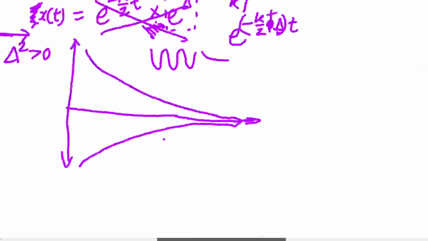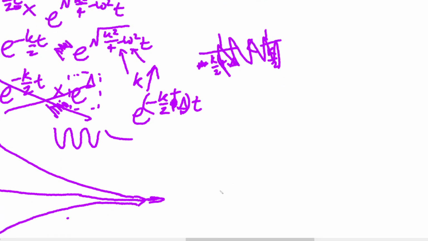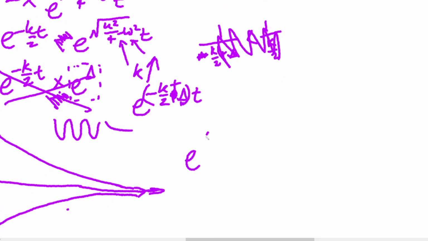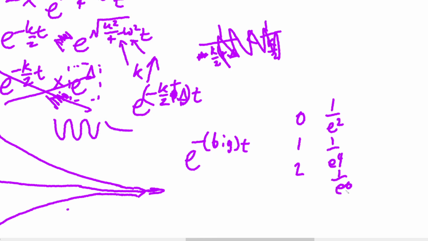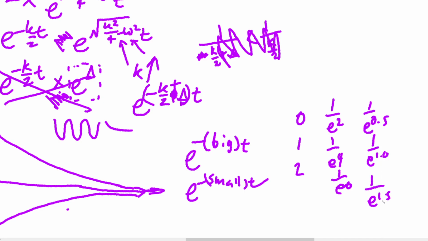Right, so going back to this, I really need to think through this, talk through this rigorously. Okay, so if you have e to the bigger number t, then as t goes 0, 1, 2, or e to the minus bigger number t, it would be like 1 over e squared, 1 over e to the 4, 1 over e to the 6. If you have e to the minus smaller number t, then over time you might have 1 over e to the 0.5, 1 over e to the 1.0, 1 over e to the 1.5. Alright, so this one goes down slower, so it must be having a smaller thing inside the bracket.